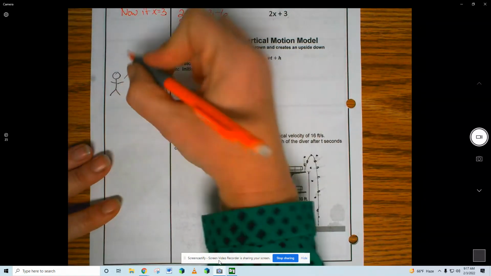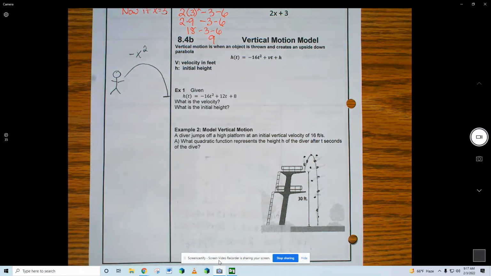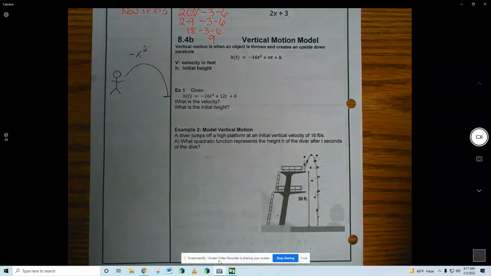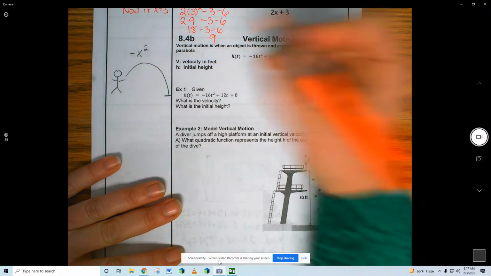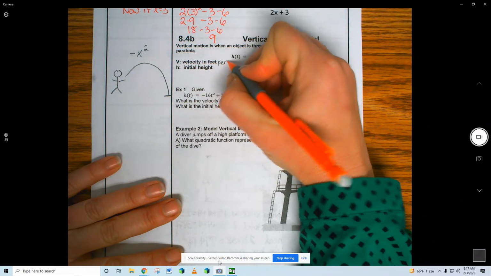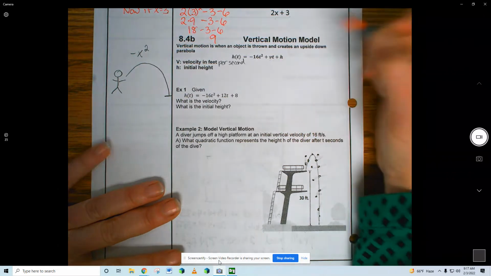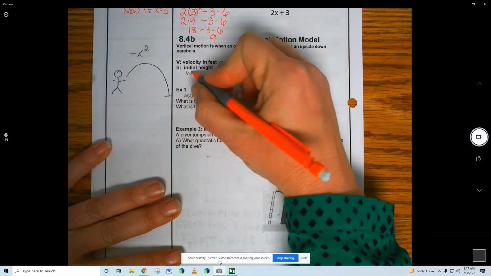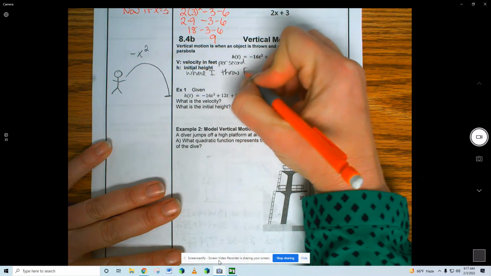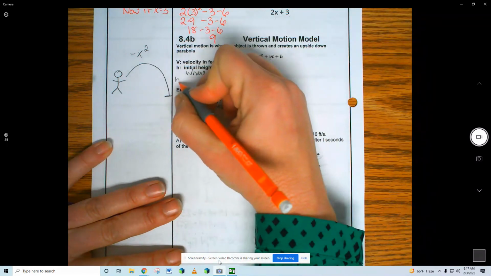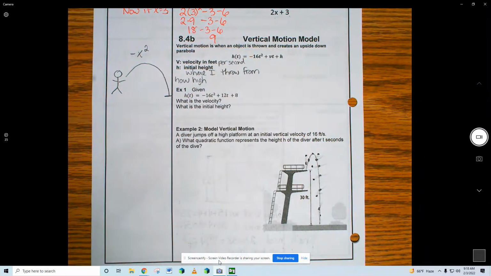This is going to be a negative downward parabola, so for sure it's got the negative in front. And here's the formula. This is the velocity in feet per second. The h is the initial height where I throw it from. Not even where, how high. How high am I when I throw it?